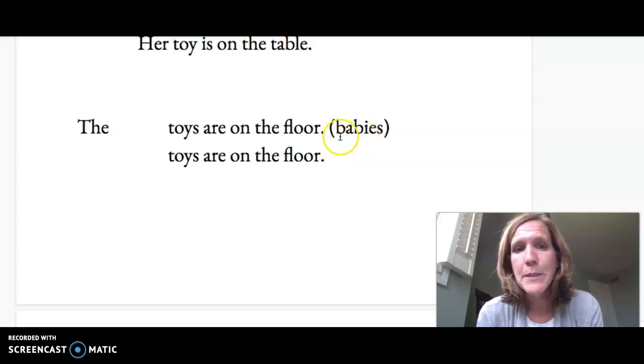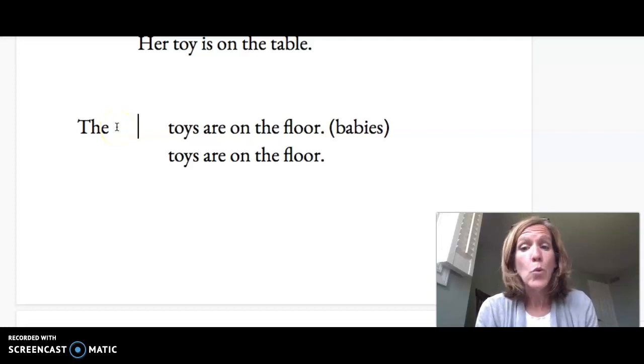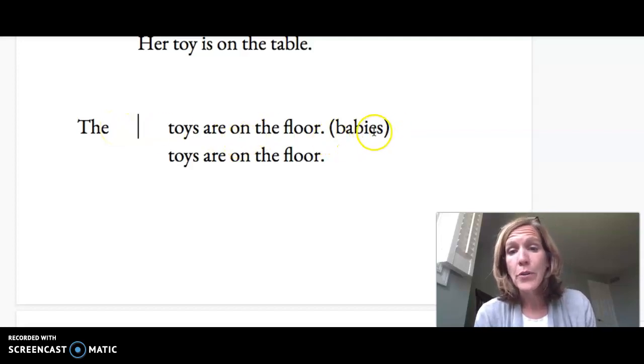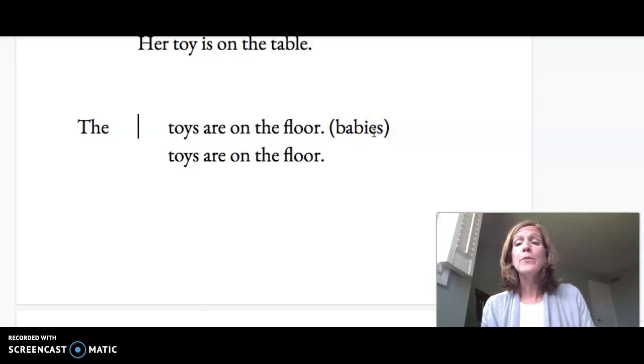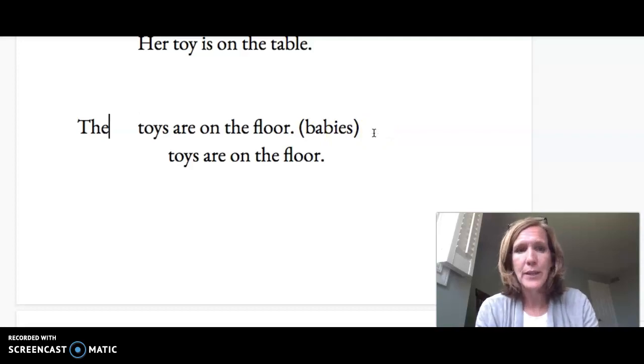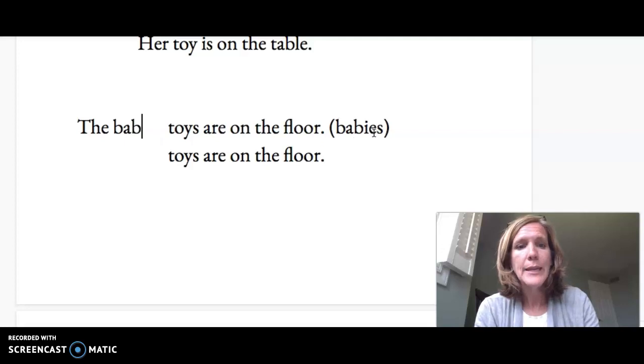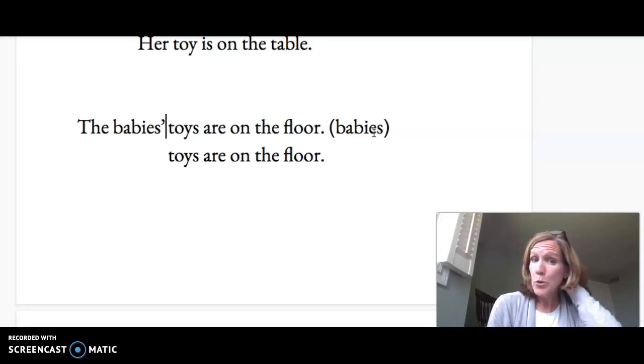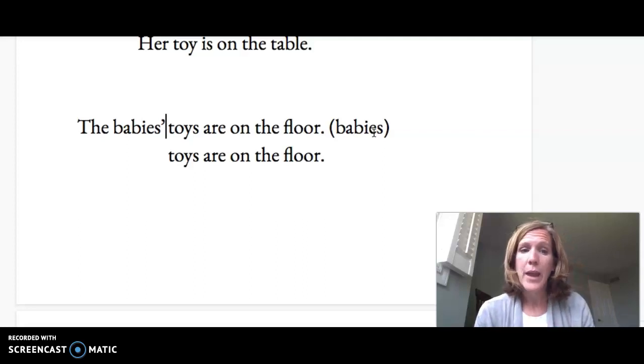Okay. Now the next sentence, we're going to use the word babies, more than one baby. So the babies' toys. Babies is already plural. It already ends in an S. So what do we know? To show ownership, all we have to do is add an apostrophe. So we'd say the babies' apostrophe. Babies' toys are on the floor. There's more than one baby. My goodness. And more than one toy.